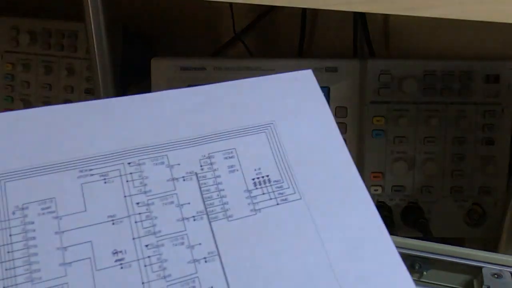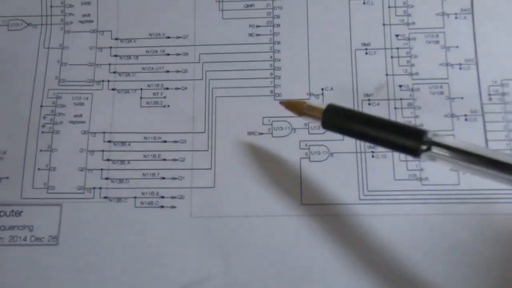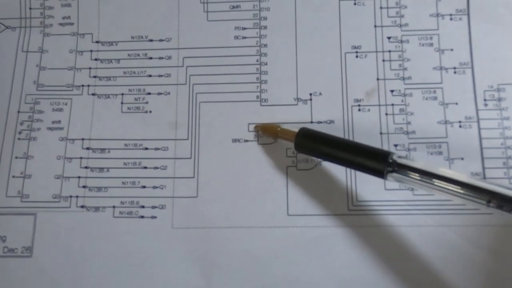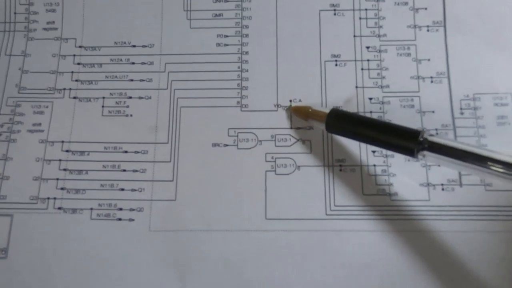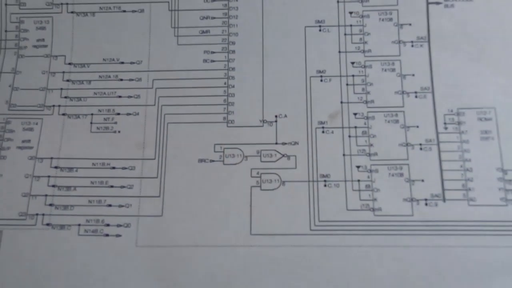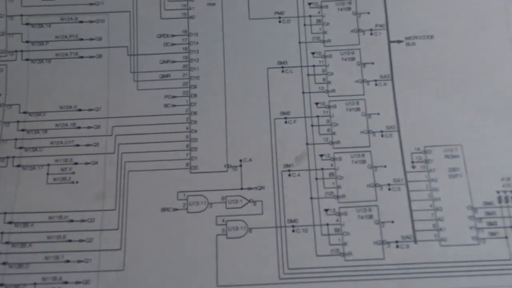Hopefully you can see the scope screen okay. So what I'm going to do is look at the two inputs to this first gate. That would be the BRC line, which should be low, and then we'll just see what's coming out of the multiplexer.